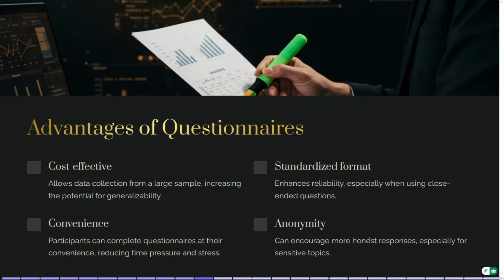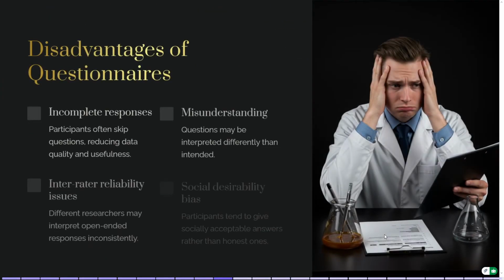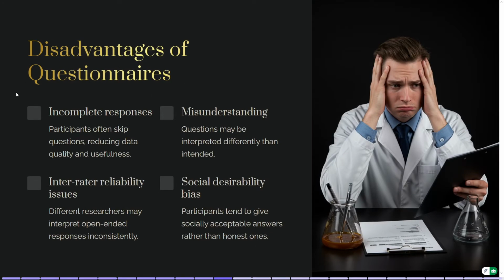Now, anonymity can encourage honest responses because you are not talking directly with the participant. The experimenter might not also be there when you're filling it, so you are supposed to at least be truthful. So it's good, it allows that. Now, disadvantages of questionnaires: incomplete responses, that is a common issue with it. Inter-rater reliability issue. If it is an open-ended question that you have to interpret, the ability to interpret it might be difficult.